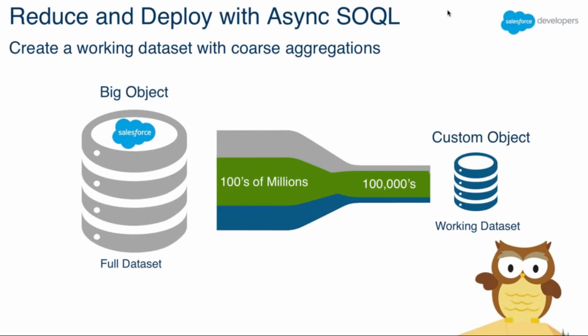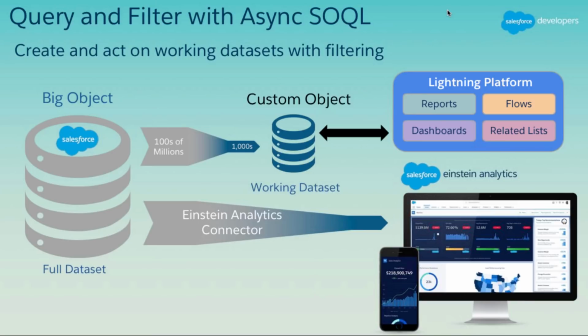Really, the core use case of async SOQL is that you are extracting, filtering, and aggregating a specific set of your massive data set into a manageable data set that you're just going to be working on. For example, to run reports or dashboards or build any kind of query filtering, you would extract aggregates using async SOQL from your big object, using the primary key fields, and you run specific jobs daily or weekly or whenever these jobs need to run into your target custom object, where you then have that working data set that you can run all the standard reports and dashboards and related lists and things that you can then build on top of.